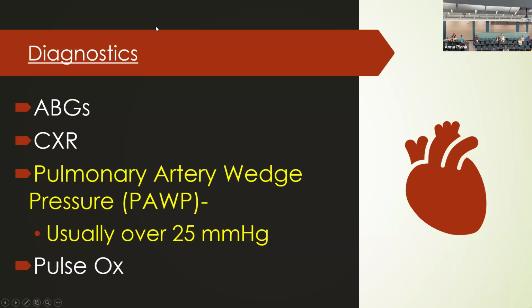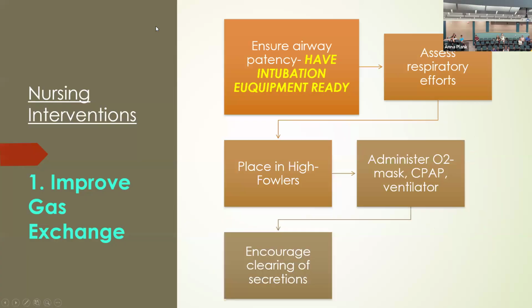High end is 12, right? So 25 tells you you're really fluid overloaded. And since it's right there in the lung, it's going to get a real good reading. Okay, here are the things that we're going to do. They're over here, bolded in teal, because I picked teal, it doesn't mean anything.